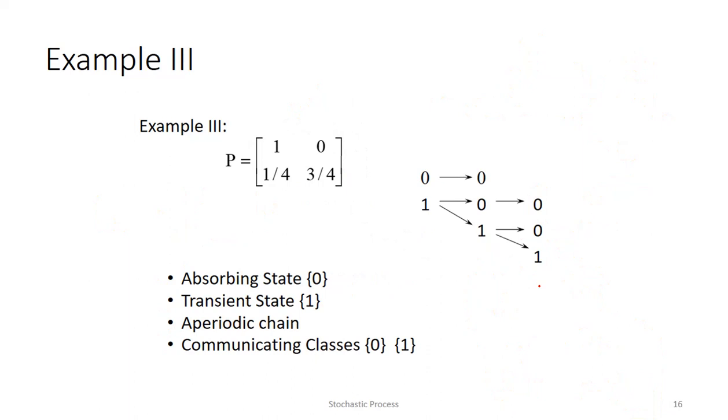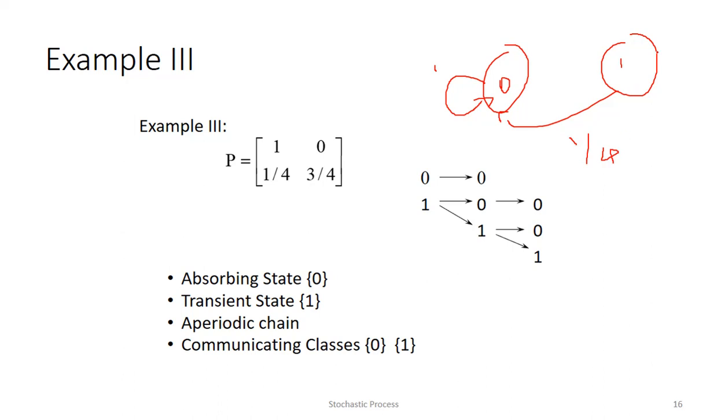Now we can see another example. Here we have 2 states. I am taking 0 or 1, you can take anything. From 0 to 0 is probability 1, and 1 to 0 is 1 by 4, and 1 to 1 is 3 by 4.